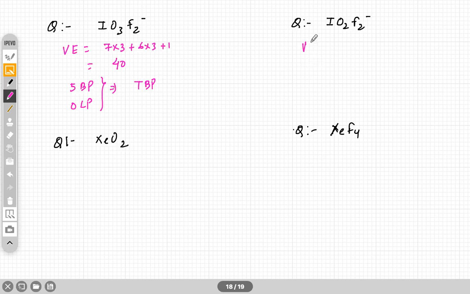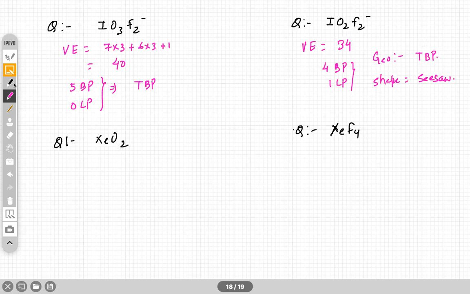Okay, here if you see the valence electron, 7 plus 21 plus 1, 22, 22 plus 12, that is 34. Is it 34? So 34 divided by 8, so we have 4 bond pair and 1 lone pair. Geometry, if you see, is TBP, trigonal bipyramidal, right? Shape is what? Shape here is seesaw.